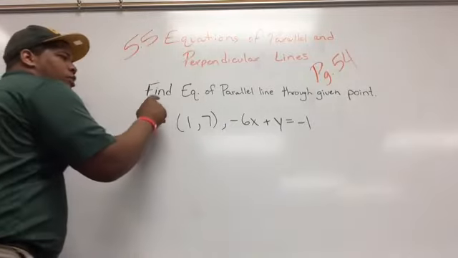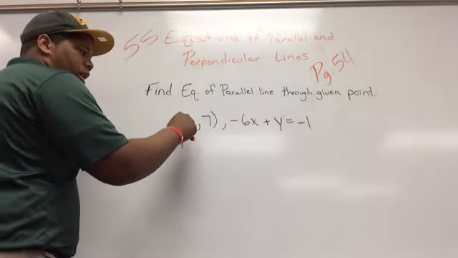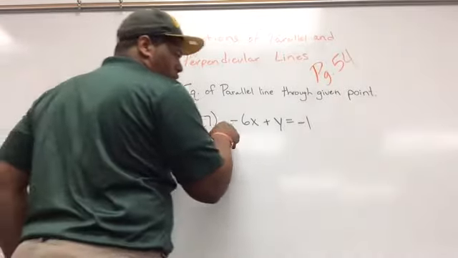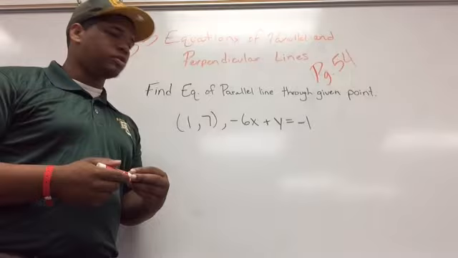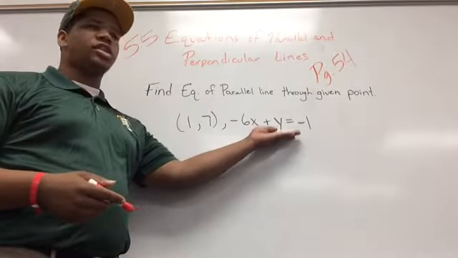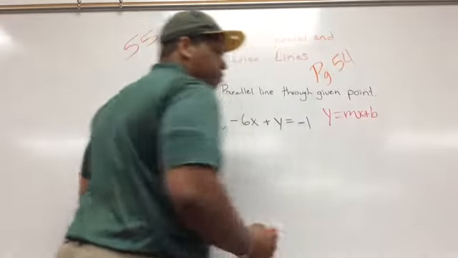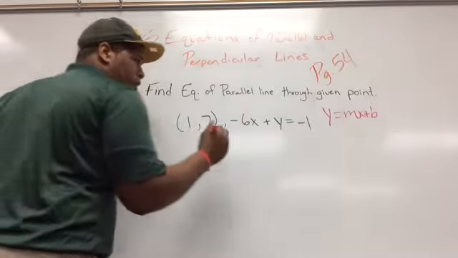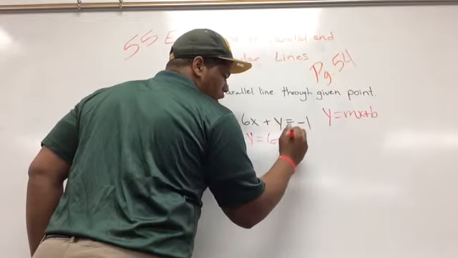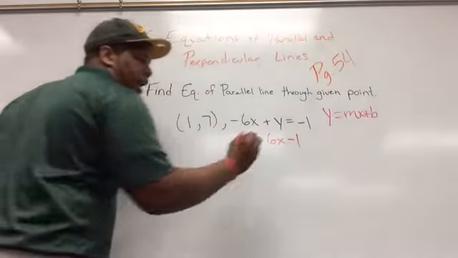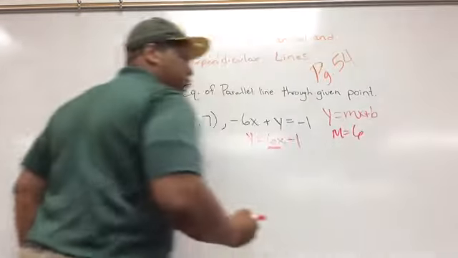Okay, for this example, I'm told to find the equation of a parallel line through the given point. My given point is (1, 7), and my line is -6x + y = -1. Well, the first thing I need to do is change this equation into y = mx + b form. So, to do that, I'm going to move the -6x over, and I'm going to get y = 6x - 1. Now, I found my slope here. I know my slope is equal to 6.